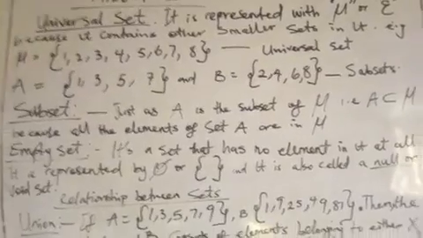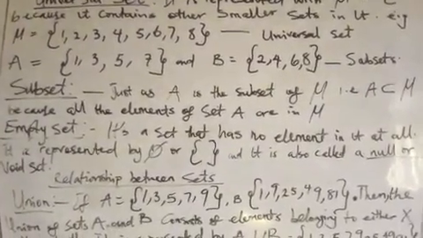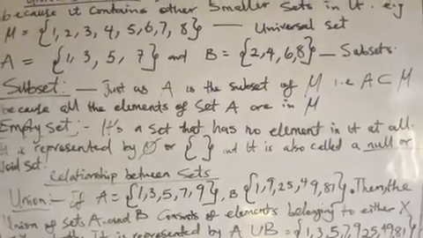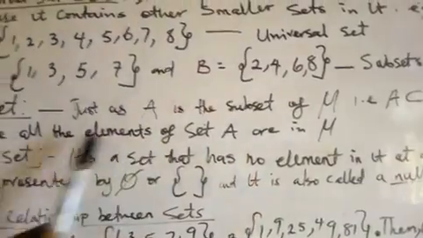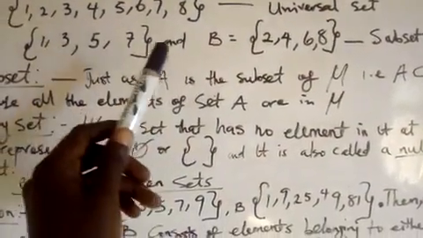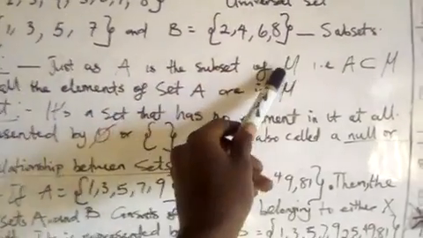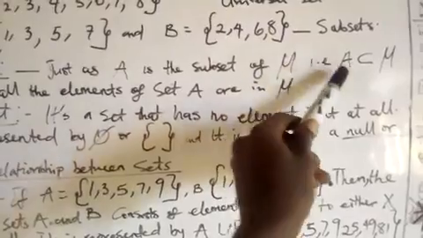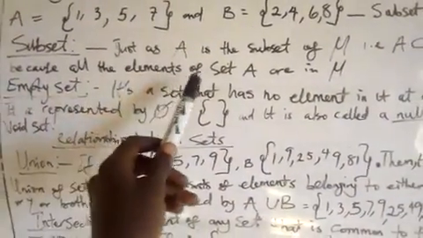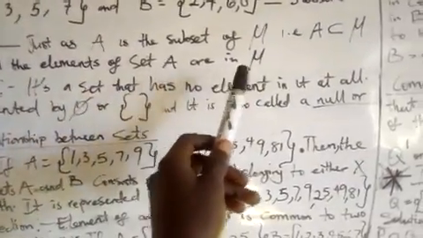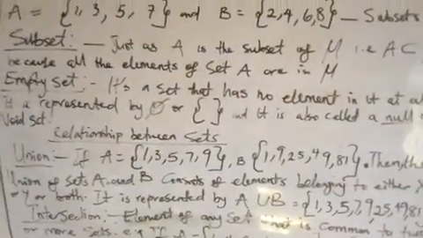So we have subset. For example, this is a subset. This is also a subset. Just as A in the above explanation is a subset of the universal set, that is A subset of the universal set. Do you understand now? Because all the elements of set A are in the universal set. So that's just it.